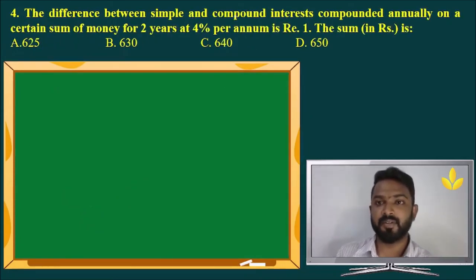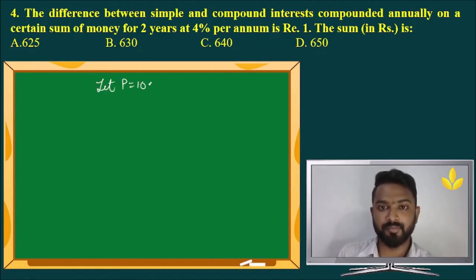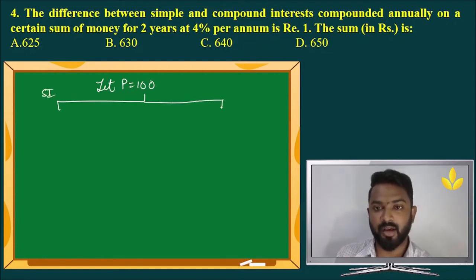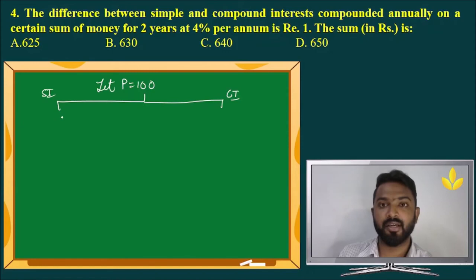The difference between simple and compound interest annually on a certain sum for 2 years, this much is 1 rupee. Then the sum is what? Again the same thing. Let the principal be 100. We have simple interest and we have compound interest. Now when it comes to simple interest, it's PTR by 100. P is 100. Time is 2 years. Rate is 4 by 100. So this will be equal to 8 rupees.